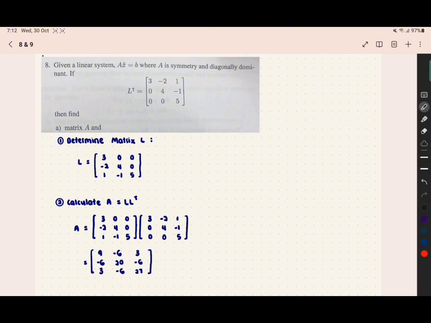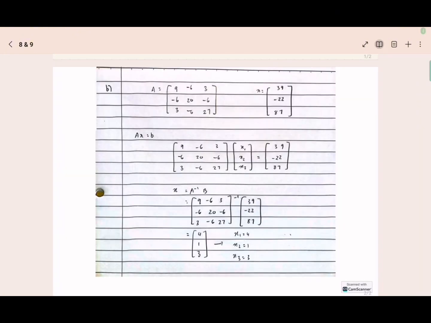We just use our calculator to solve it, and then we get the final answer: 9, -6, 3, -6, 20, -6, 3, -6, 27.